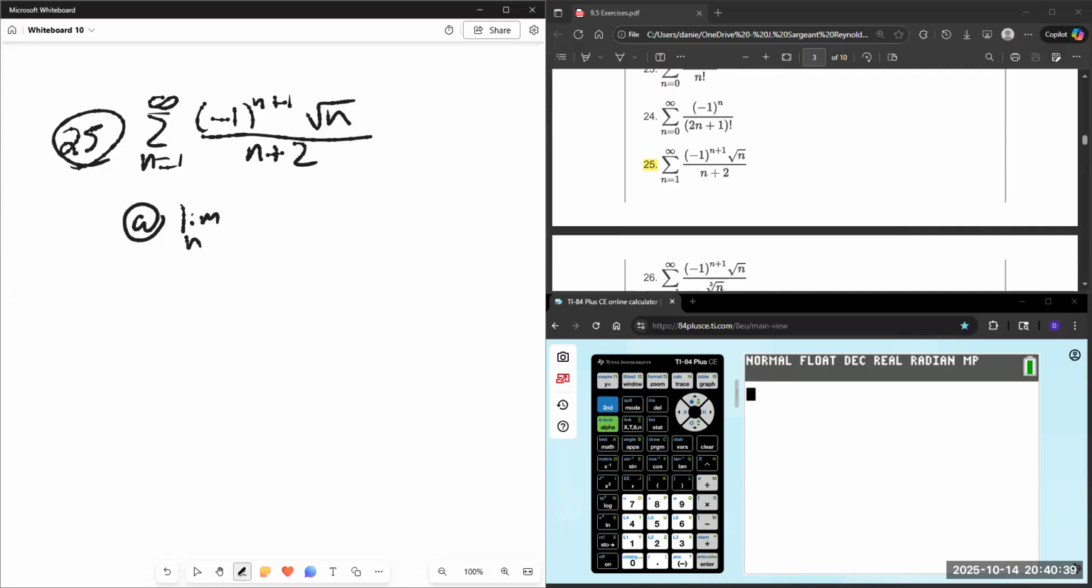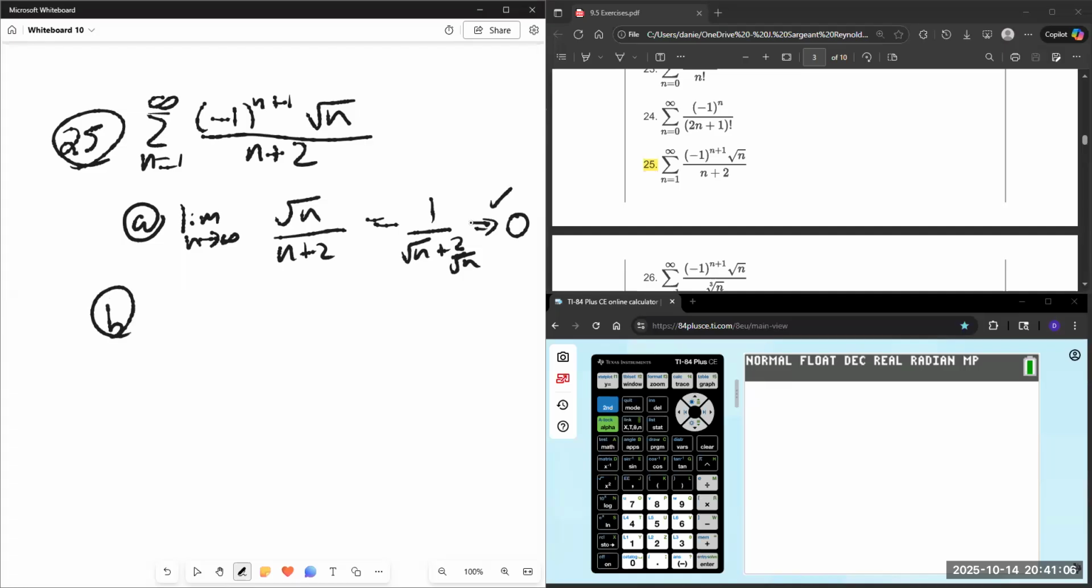So the limit as n goes to infinity of root n over n plus 2 is 1 over root n plus 2 over root n. That's going to approach 1 over infinity plus 0, so this is going to go to 0, so that's good for A. Then I want to look at square root of n plus 1 over n plus 3. Is that less than square root of n over n plus 2?